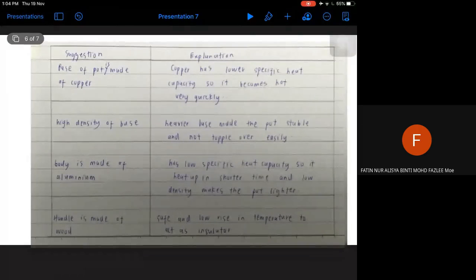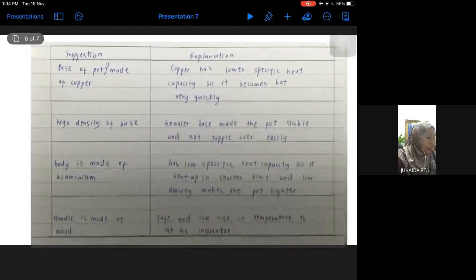Handle, body is made of aluminium. Has low specific heat capacity, so kalau handle is made of wood, low rise in temperature to act as insulator. Okay, so material for making the pot tadi tu kita dah ambil 2 point tadi. Low specific capacity and low density kan. So body made of the aluminium tu sebenarnya sama dengan jawapan yang number 1 tadi tu. Low specific capacity.